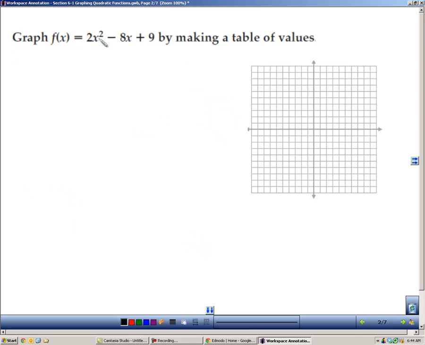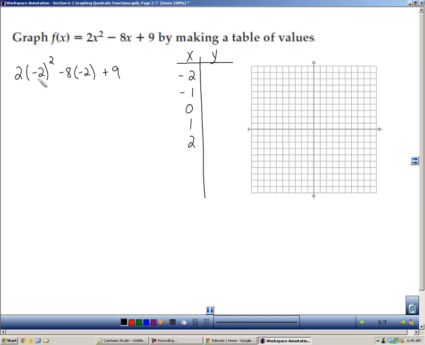Here we're asked to graph a quadratic function by making a table of values. So I'm going to make a table with x's and y's, and then I'm going to plug in a bunch of x's, find out what their y's are, and see if I can graph this parabola. For no great reason, I'm going to start with -2. Those are typically the numbers that I like to start with. Plug them in for x and try to find their y's.